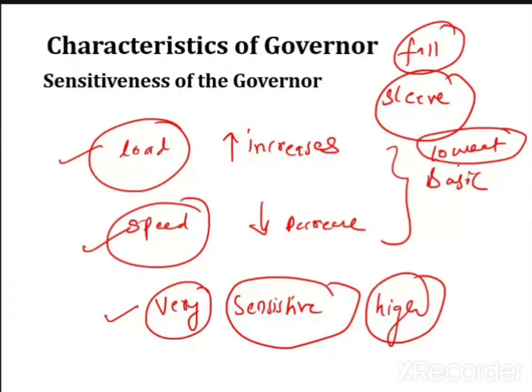Now, can anybody tell me what will happen in this case? If the load has increased, the speed has decreased, and you have designed a very highly sensitive governor, the sleeve will fall to its lowest position. Now, when the sleeve falls to its lowest position, what exactly happens? There is a bell-crank lever which is connected to the throttle valve, for the opening and the closing of the throttle valve. What will happen in this case?